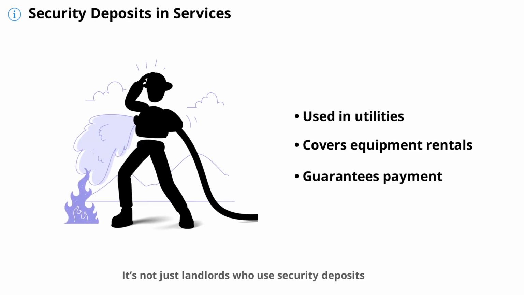It's not just landlords who use security deposits. Many service providers, like utility companies or equipment rental businesses, also require a deposit. For example, when you sign up for electricity or water, the company might ask for a deposit to ensure you pay your bills. If you rent equipment, the deposit covers potential loss or damage. These deposits work the same way. They're held as a guarantee and returned if you fulfill your obligations.